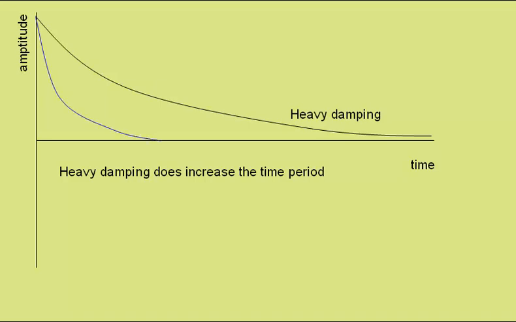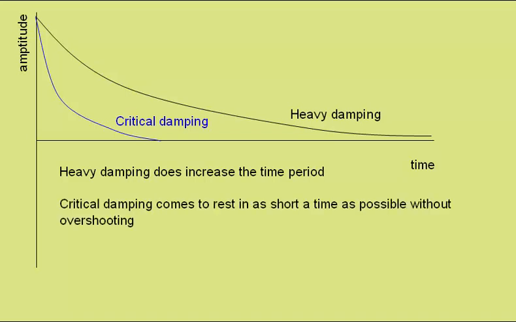If the oscillator behaves like this, it has what is called critical damping. Critical damping causes the oscillator to come to rest in as short a time as possible without overshooting.